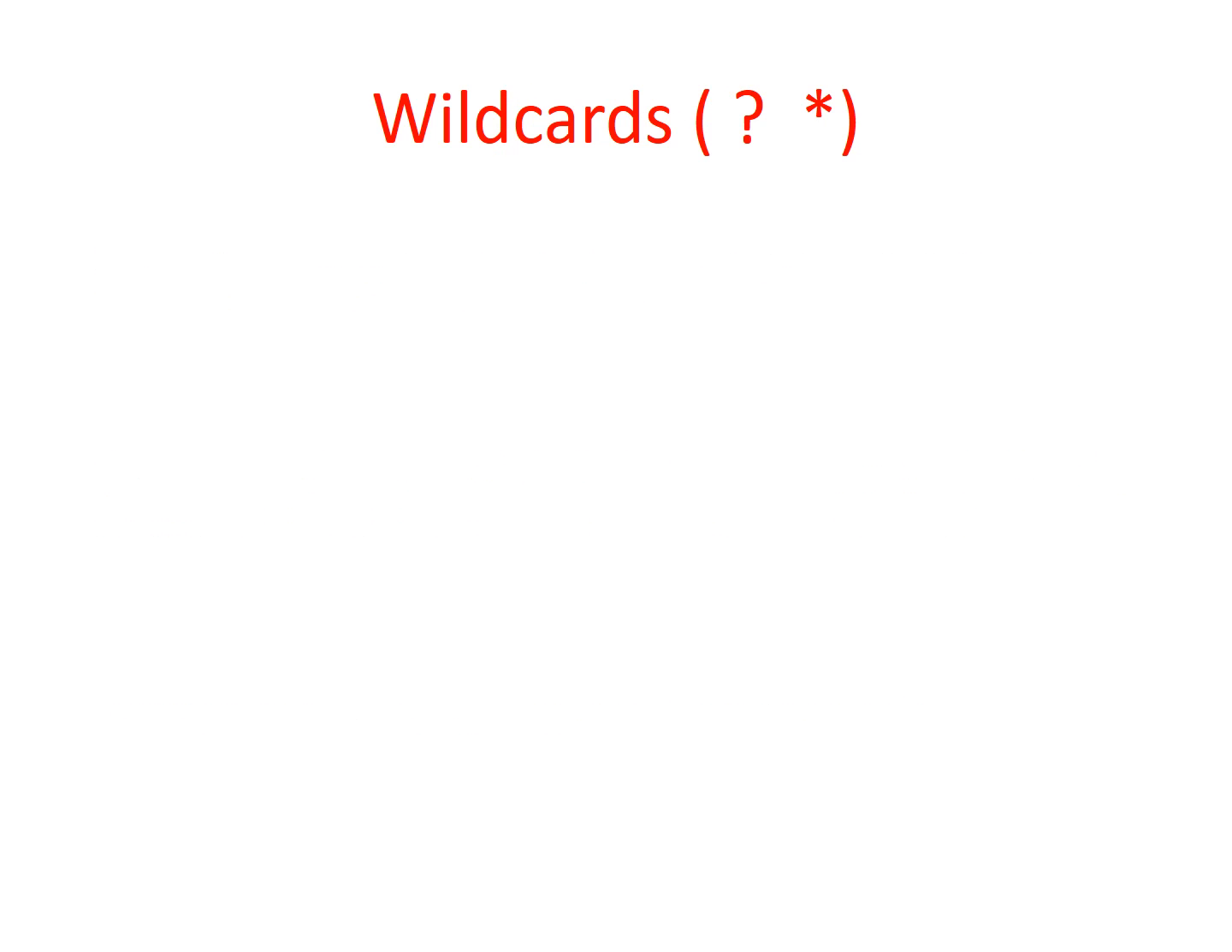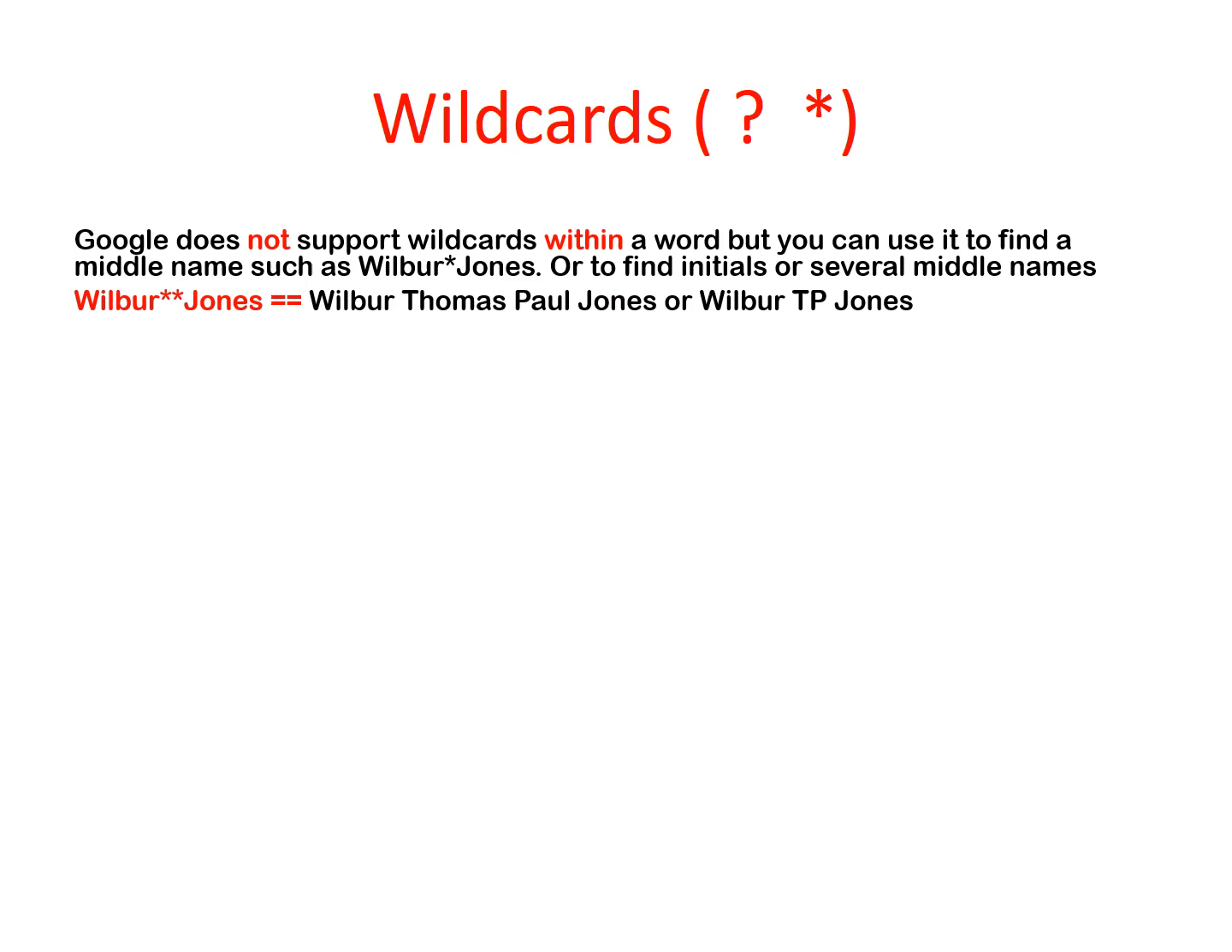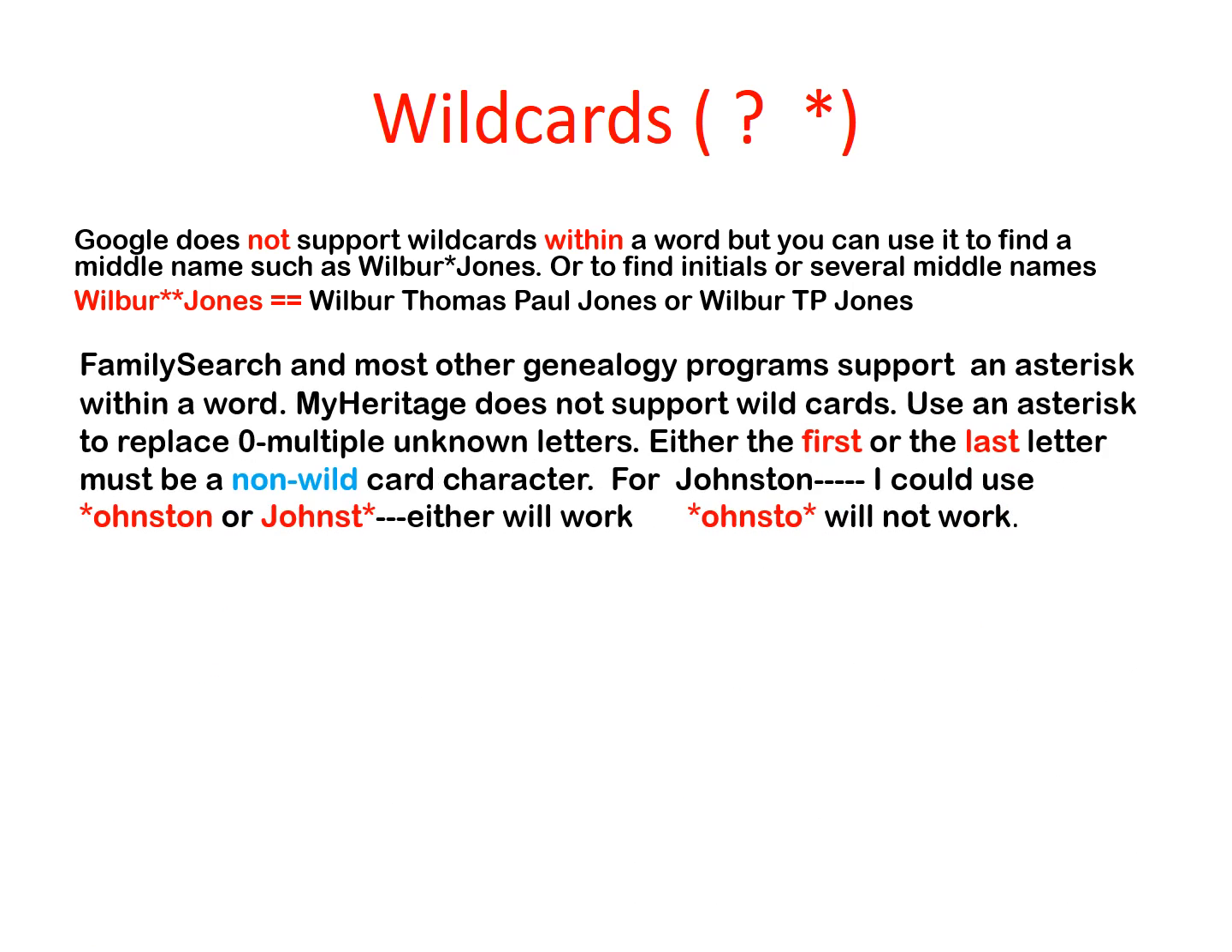Wildcards, an asterisk or a question mark, can be used within a word when you're not sure of a spelling. Google does not support wildcards within a word, but you can find a middle name or find a name with initials or several middle names, as in this example. FamilySearch and most other genealogy programs support an asterisk within a word. However, MyHeritage does not support wildcards.